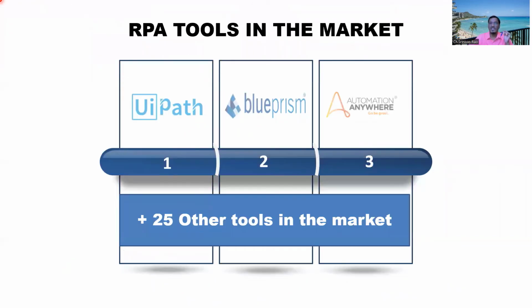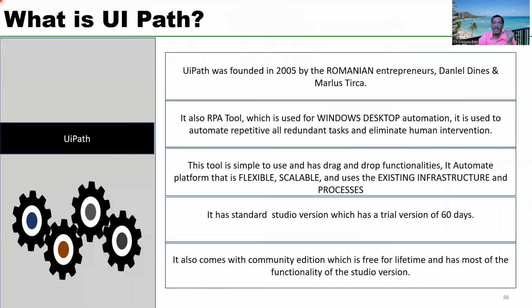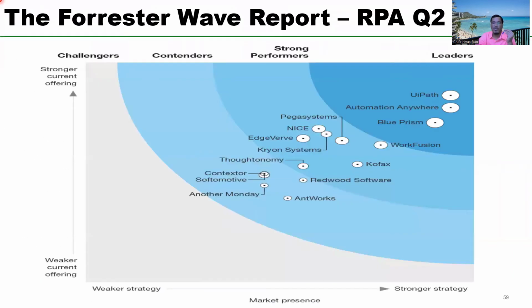Now we will see what are the different tools available in the market to complete the rollout of an RPA solution. There are more than 25 tools in the market, out of which UiPath, Blue Prism and Automation Anywhere are the major tools occupying more than 50% of the RPA market, RPA business. And there are some other tools also.